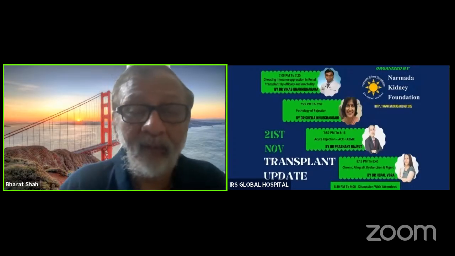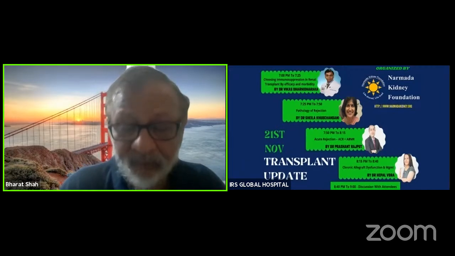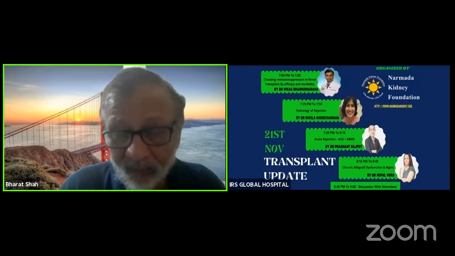I think we have covered everything about transplant, starting from immunologic evaluation to induction immunosuppression to maintenance immunosuppression, identifying acute rejection, and then treatment of acute rejection and chronic allograft nephropathy. I hope this will be useful for those who have an active transplant program.